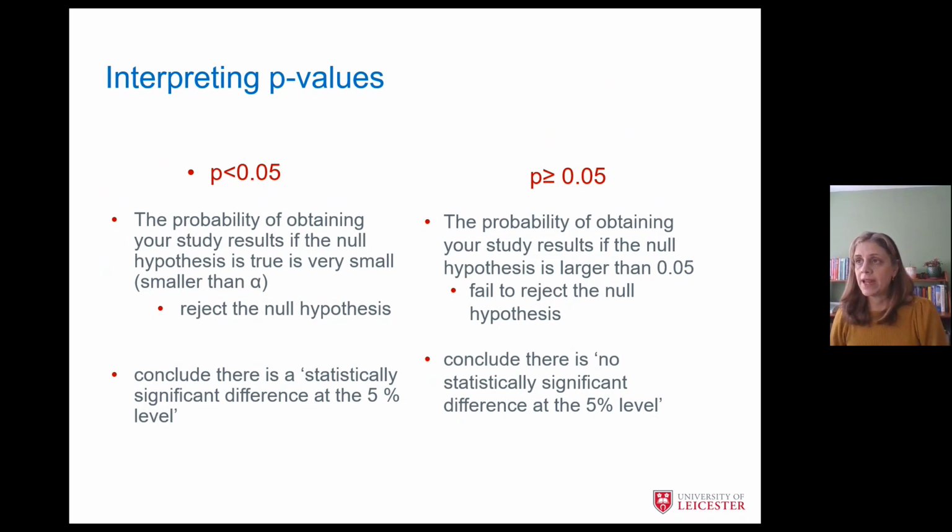So a p-value less than 0.05 means you've got unusual results if the null hypothesis is true, and so you reject it and conclude that there's a statistically significant difference at the 5% level. If your p-value is greater than 0.05, that means it's not really that unusual that you've seen your results if the null hypothesis is true. You know, the probability of seeing your results if the null hypothesis is true is greater than 5%, and therefore you sort of say, well, our results seem to support the null hypothesis, so we won't reject it at this point in time.